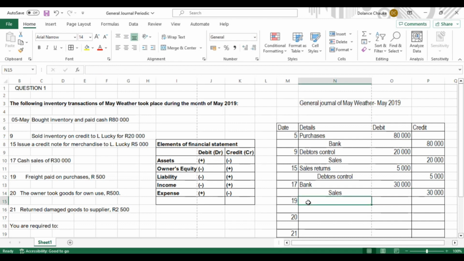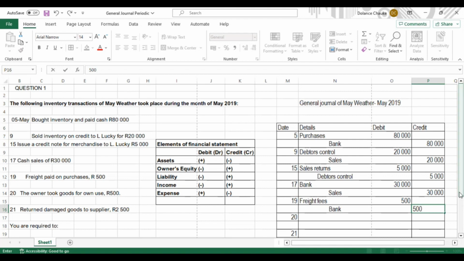So when I go there and say freight fees of how much? Freight fees of 500, and then we paid for cash. Bank is decreasing, it's an asset. We credit bank, okay, 500 there. Remember, I'm not just debiting and crediting. I am following the elements. So always remember, this must be your toolbox, your guideline. The elements must be your guideline.